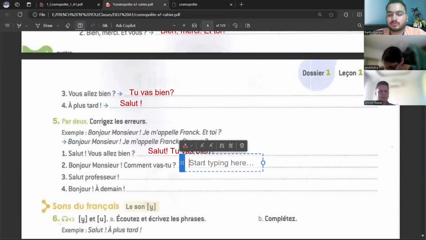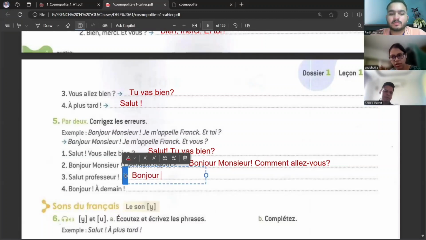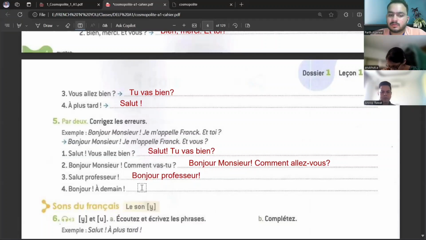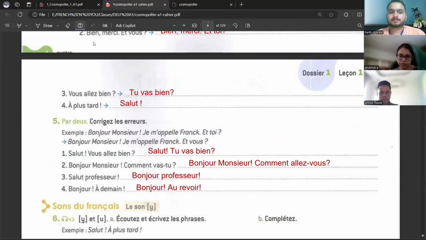Bonjour monsieur, comment vas-tu? Bonjour monsieur, comment allez-vous? So there will be liaison. Comment allez-vous. Because of liaison, we will pronounce it comment allez-vous. So it will be bonjour professeur. Okay, next one. Bonjour, à demain. And then bonjour, au revoir. Au revoir is the formal way.